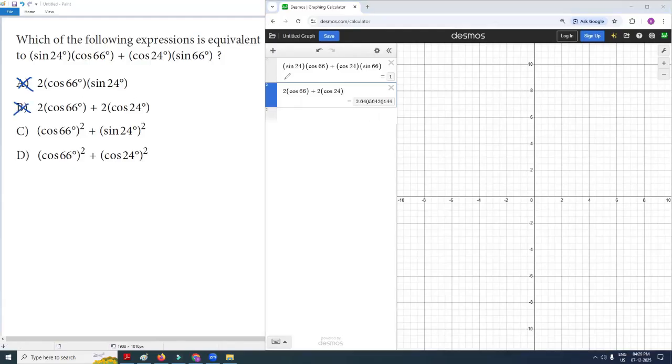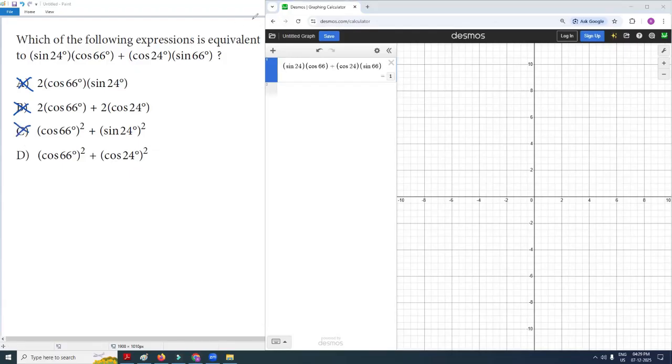Now we can take the expression in answer choice C, that is cosine 66 degrees, the whole square, plus sine 24 degrees, the whole square. Here I got the value of the expression in answer choice C. For this expression also I don't get the value 1. So we can reject answer choice C.